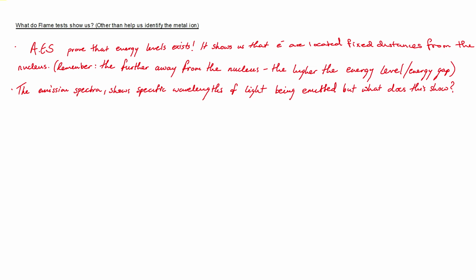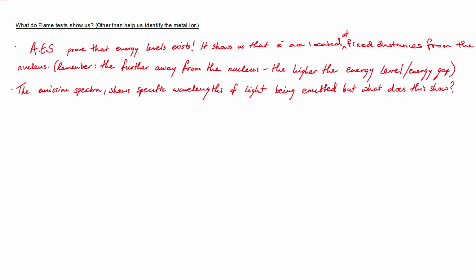So what do flame tests show us, and more specifically atomic emission spectra? Well, atomic emission spectra prove that energy levels exist. It shows us that electrons are located at fixed distances from the nucleus. Remember, the further away from the nucleus they are, the higher the energy level. So we could do with a bit of annotation or correction here. So located at fixed distances. So the higher the energy level or energy gap, it takes more energy to get an electron further away from the nucleus is what it's saying.